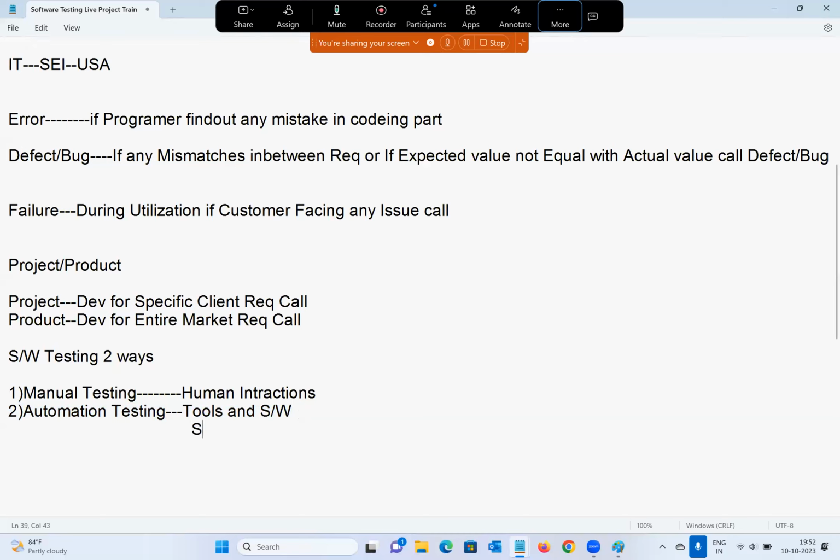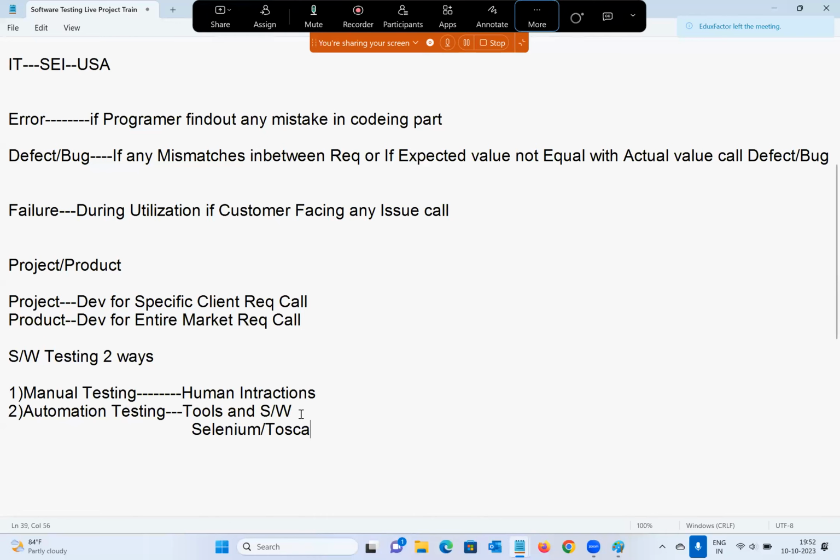Selenium, Tosca, all automation tools come under automation testing. Nowadays, without automation testing, there are no jobs in the software industry. But first, we have to learn manual, then we can go to automation testing. If you go directly to automation testing, it looks like a Malayalam movie. You can't understand automation. First, you have to learn manual testing, then go to automation testing.